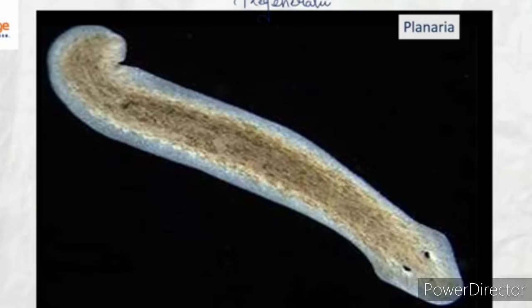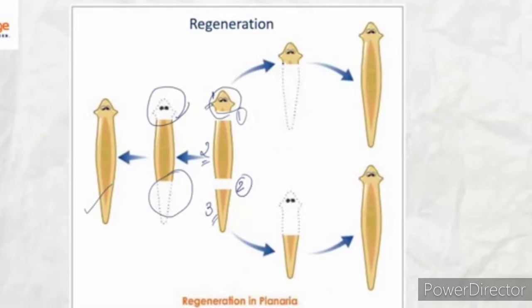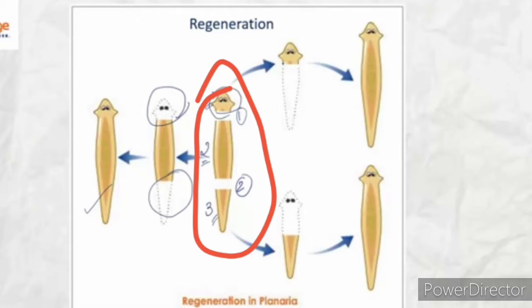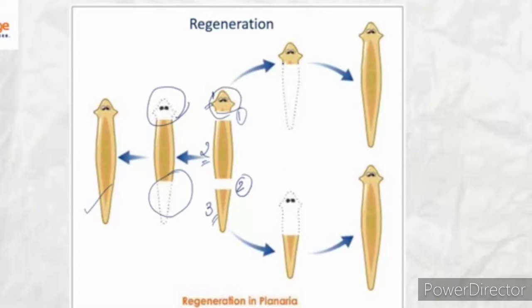Now we look into the picture. This is the Planaria. It reproduces through a process which is called regeneration. Here in the picture you can see that the lost part develops into a new individual. You can see the Planaria divided into three parts: the first part, second part and the third part. These three parts develop into a new individual. For example, take the first part. This is the first part, the head.